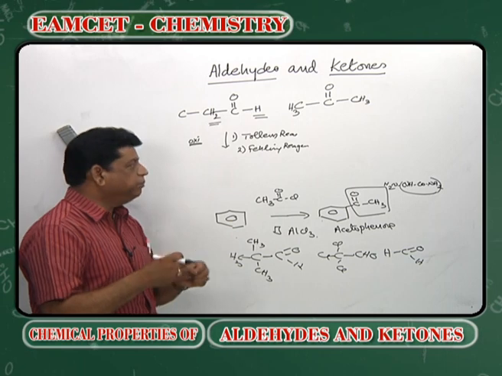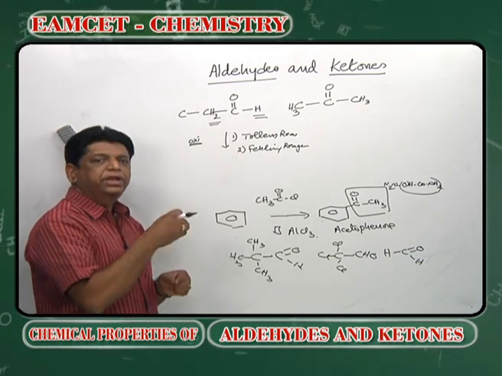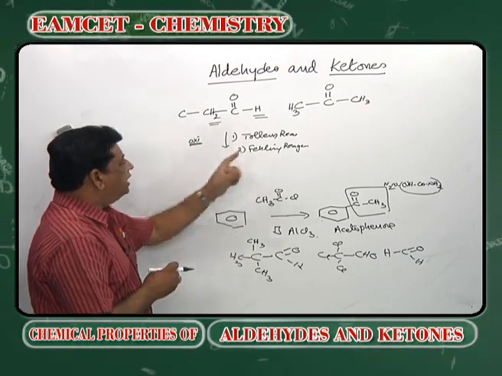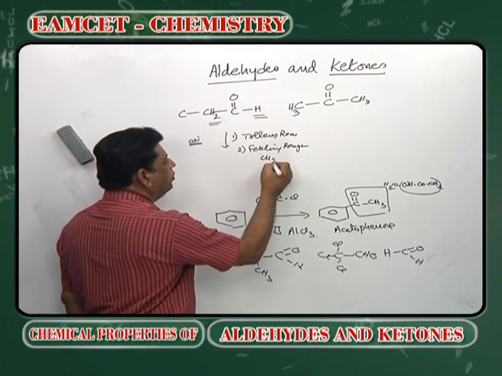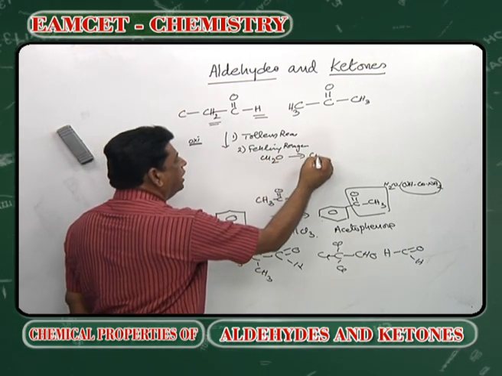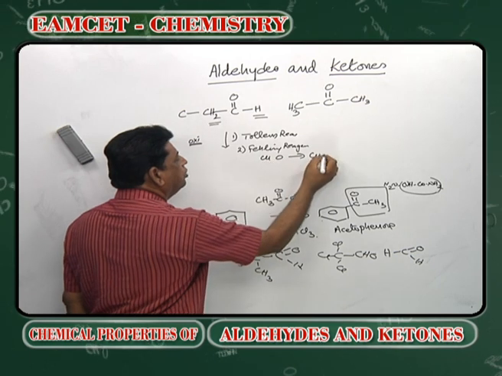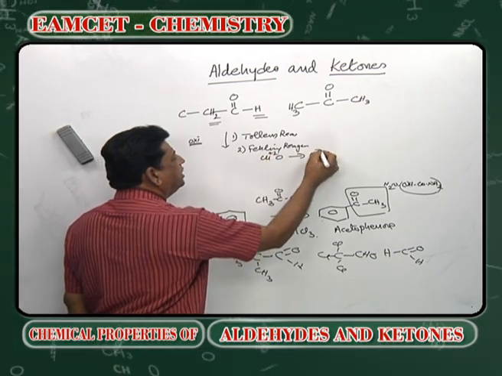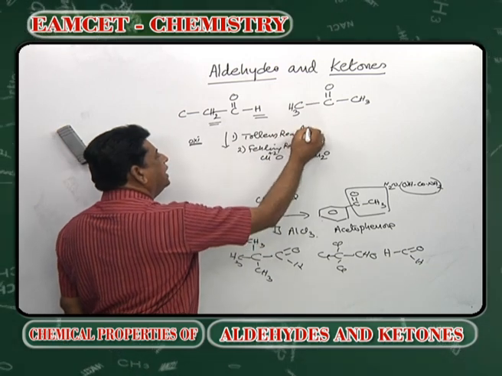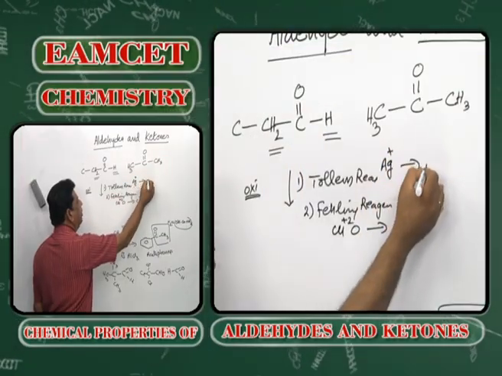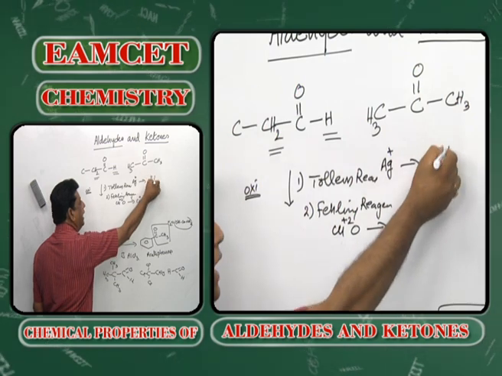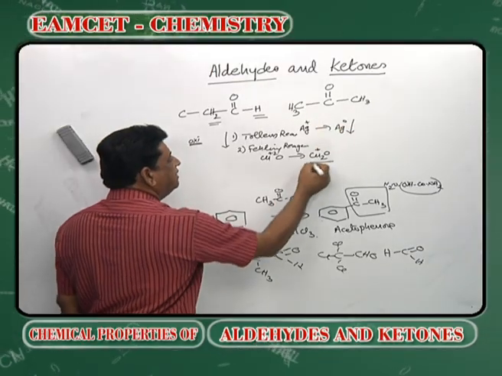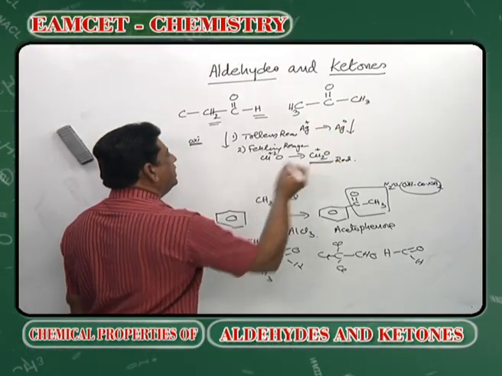You have to mix it and prepare the Fehling's reagent, immediately add to the aldehyde, wherein the CuO will become Cu2O. That is Cu plus 2 is converted to plus 1. In the Tollens reagent, Ag plus is converted to Ag0. So you get a silver mirror formation. In this case a red color precipitate is formed.